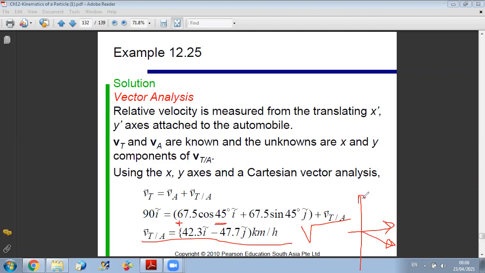And in order to determine direction, we need to give the angle with a reference line. So if I want to give this angle here theta, then I can simply say that theta is tangent minus 1 of this dimension, which is equal to the absolute value of the y component over this one. So it's tangent minus 1 of 47.7 over 42.3.